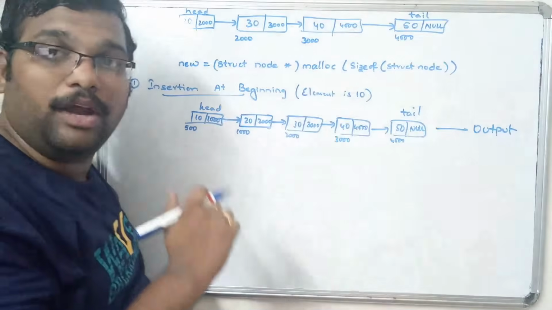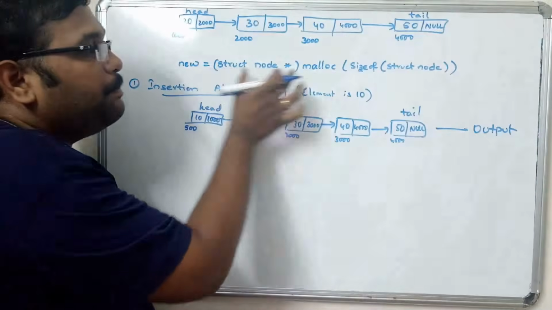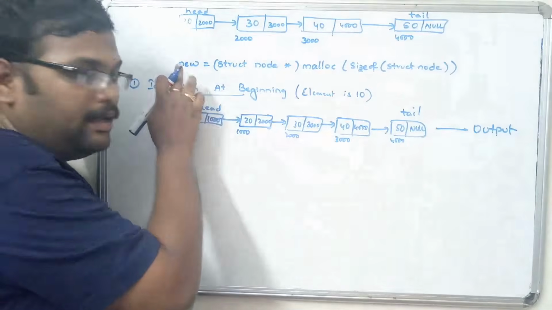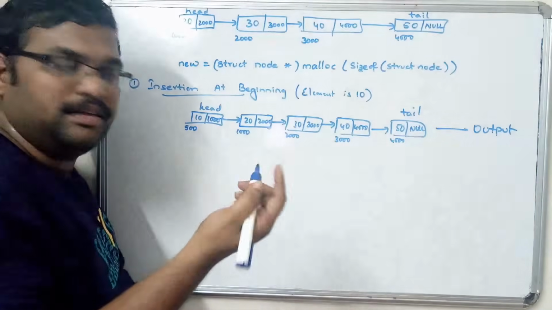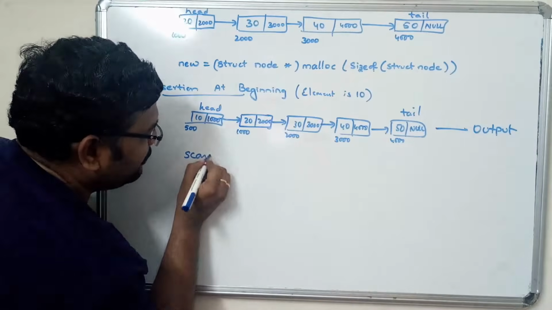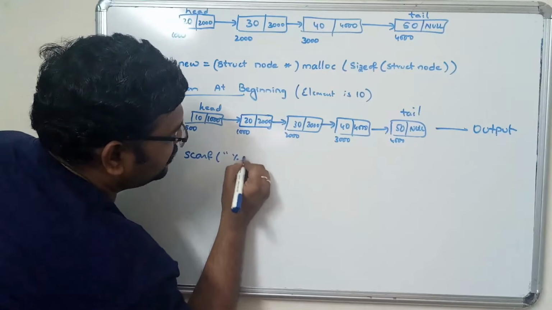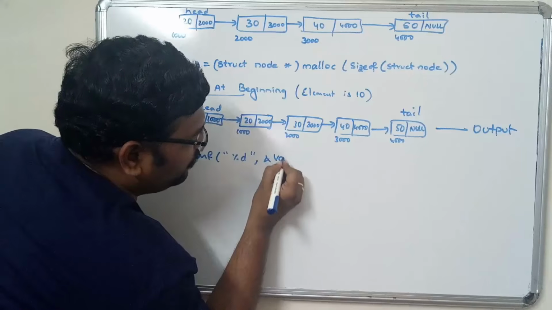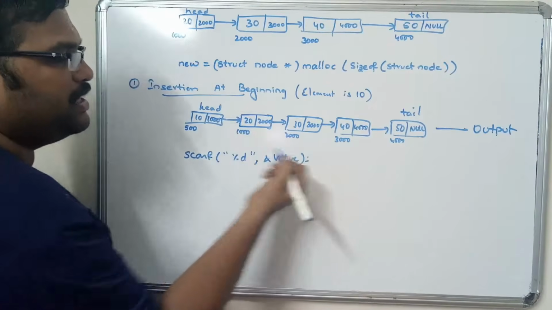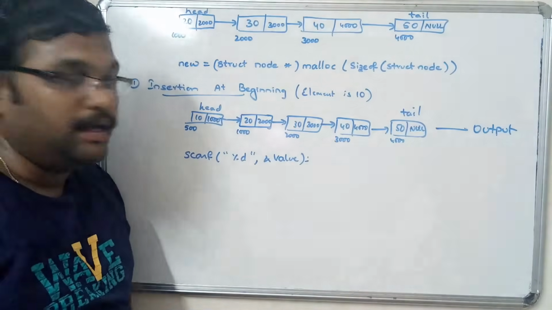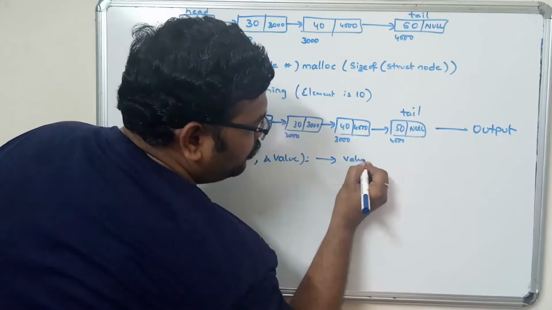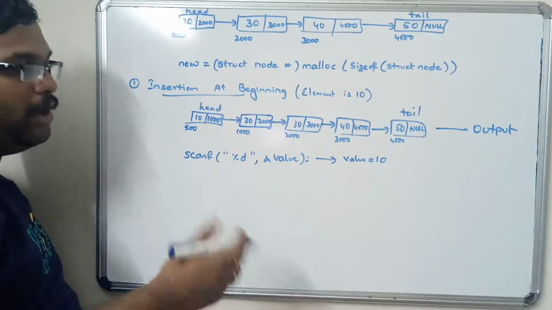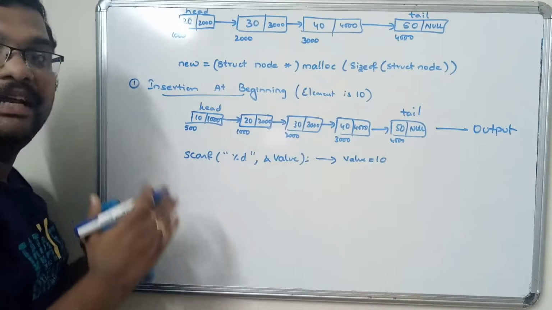For this output, what we have to do? So first we have allocated memory for the element, and now we have to read the element. So for reading the element, simply we can write the scanf %d ampersand value. Let it be value. In the value there is a node, right? So now here after reading, the value is equal to 10. Now we have to place that in the beginning position.